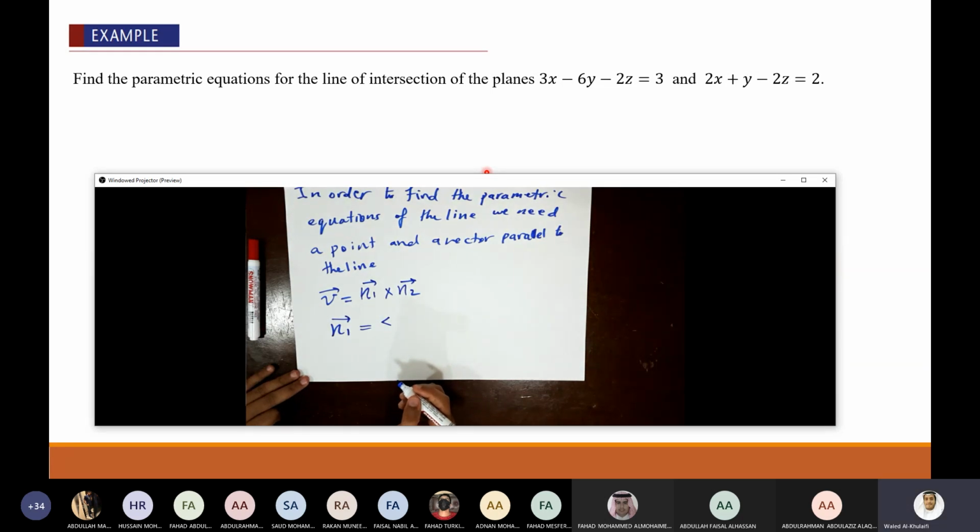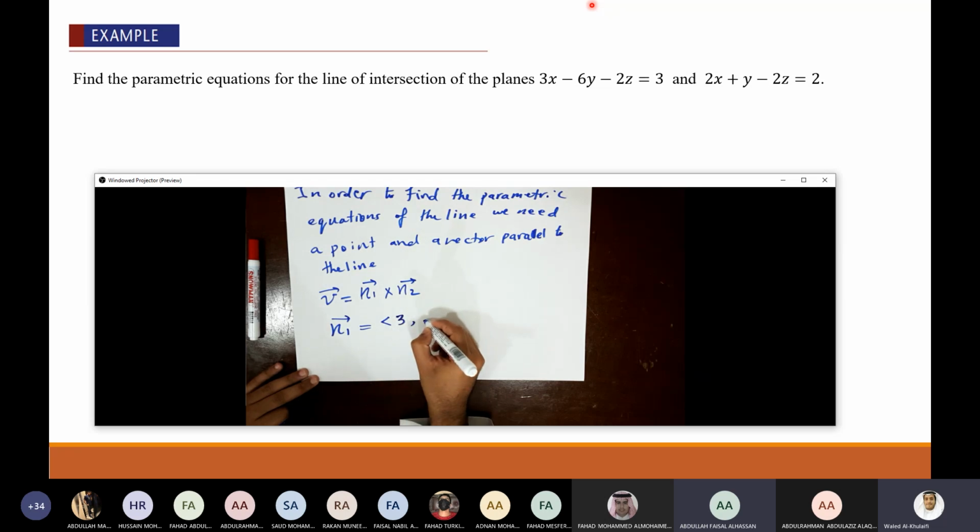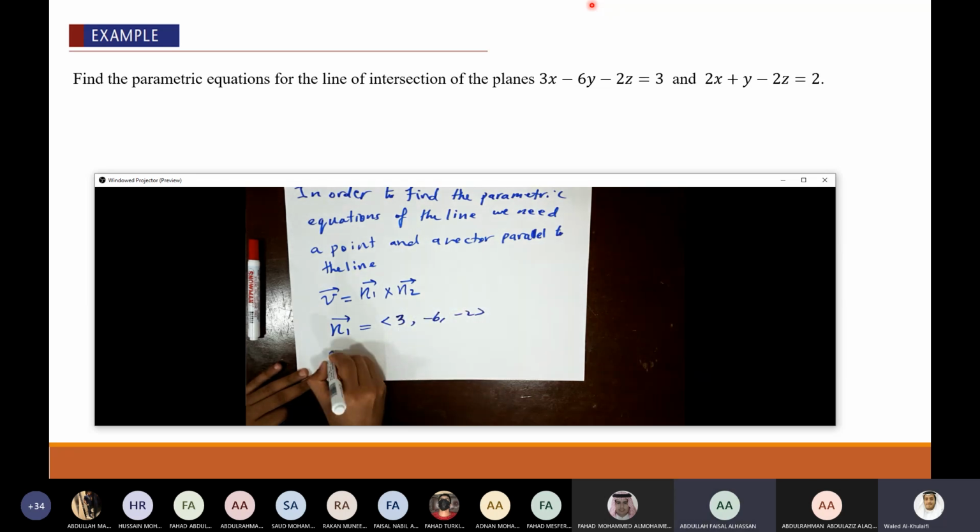N1, where can I get it? The normal vector of plane number 1. Whenever you call one of these planes, what is the normal vector? From the equation of the plane. Give me quickly: 3, negative 6, negative 2. Very good. And the other one: 2, 1, negative 2.